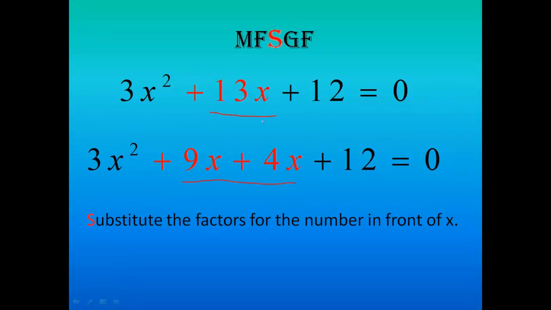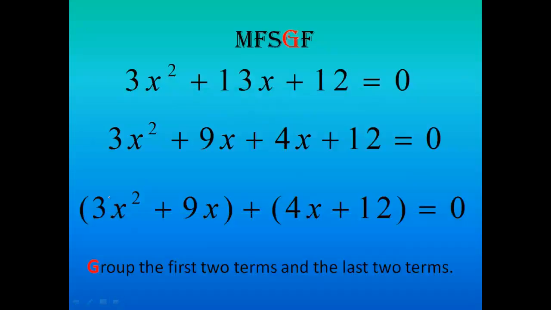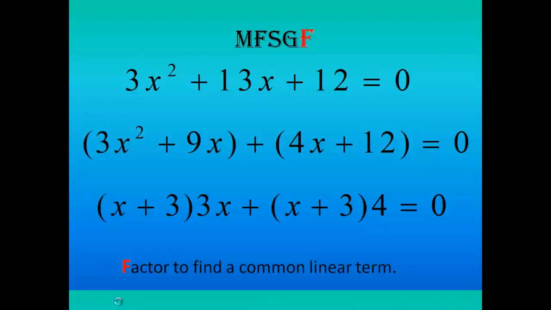So I've multiplied, I've factored, I've substituted. Next, I'm going to do a grouping. Put these first two terms together and put these last two terms together. My next step is to factor those two particular groups. So look at these two terms and find something common, which is going to be 3x, and that's going to leave an x plus 3.